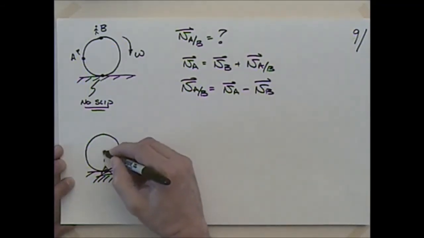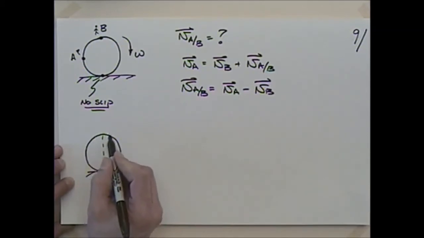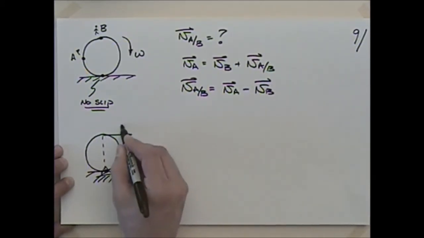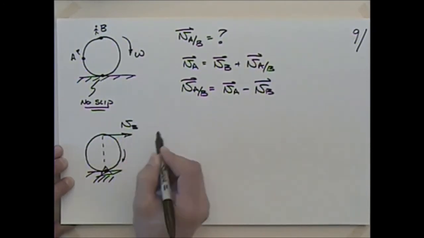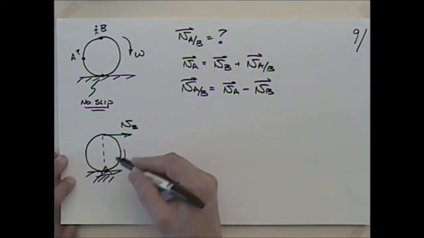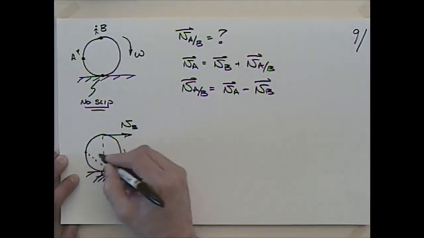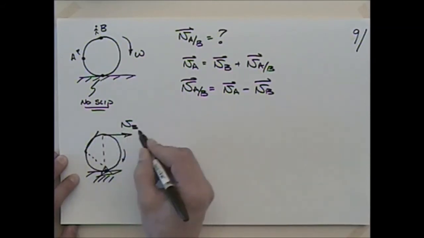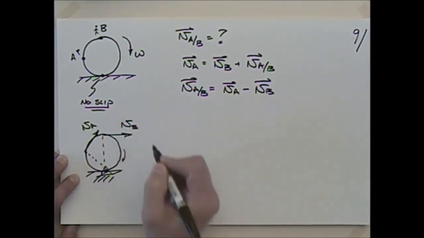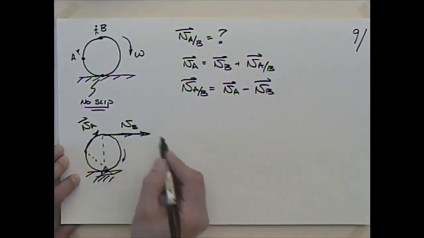So if I take this perpendicular to B, where's the velocity of B going to look? If it's going like this, the velocity of B is going to look something like that, isn't it? Okay. Whereas if I look at the velocity of A, what's the velocity of A? I'm going to do something like this, and I will have the velocity of A.